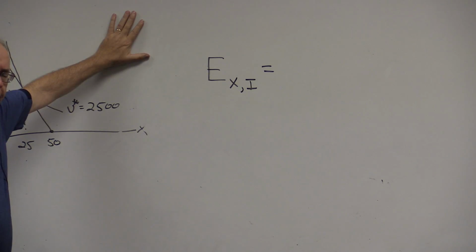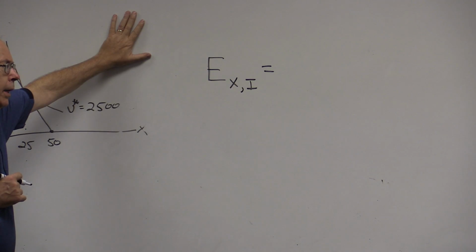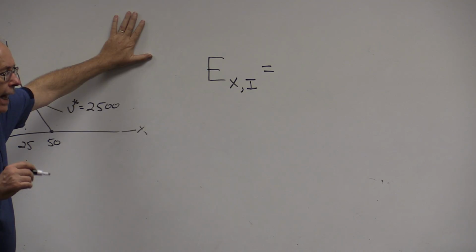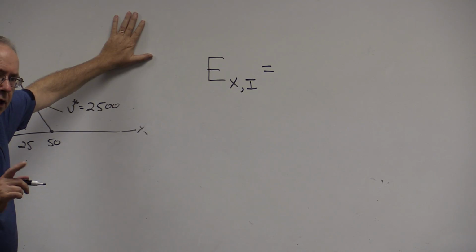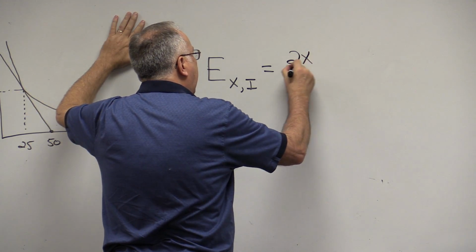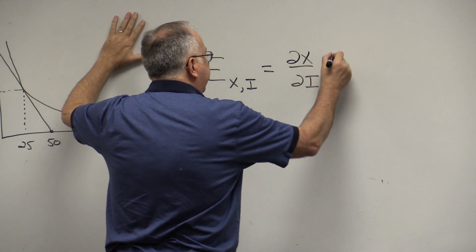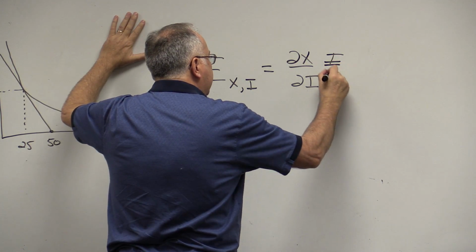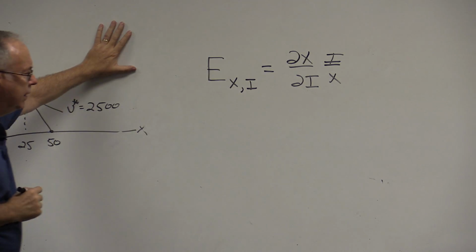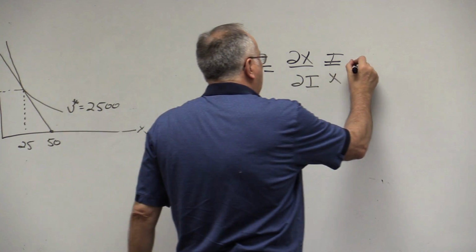And the formula for this is, Jacob? dx di. Okay. Well, in this case, let's use partial derivatives, because X is a function of I and Px. So let's use partial derivatives. Partial X, partial I, times I over X. Very good. This is the formula for the income elasticity demand for good X. And let's just find what it is.